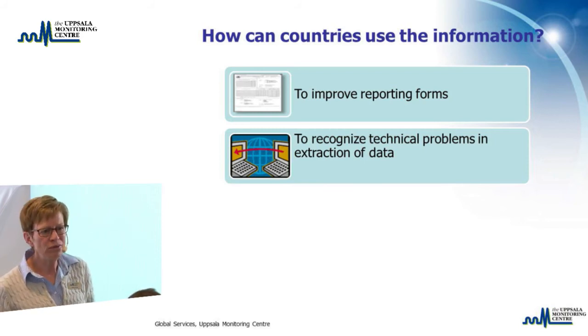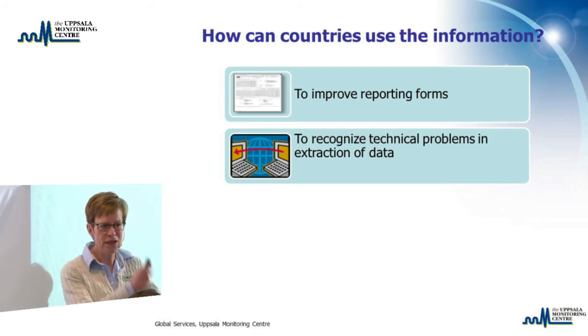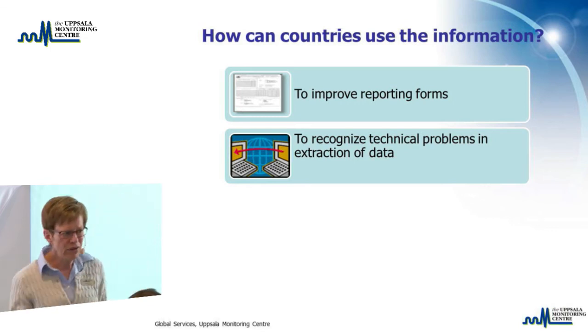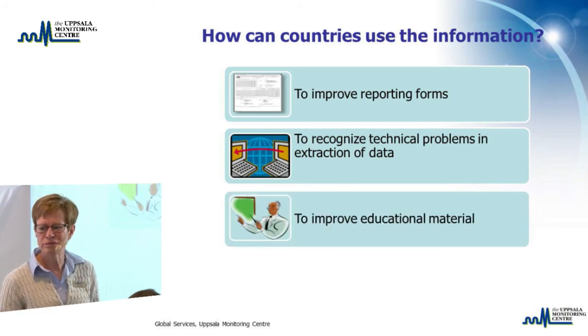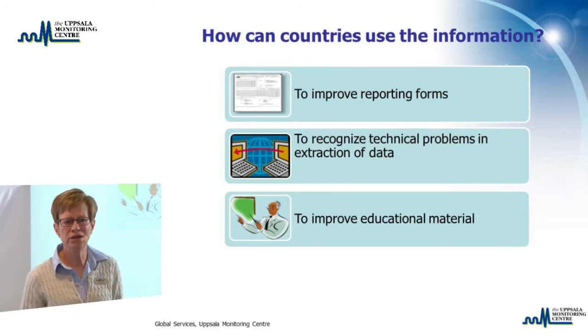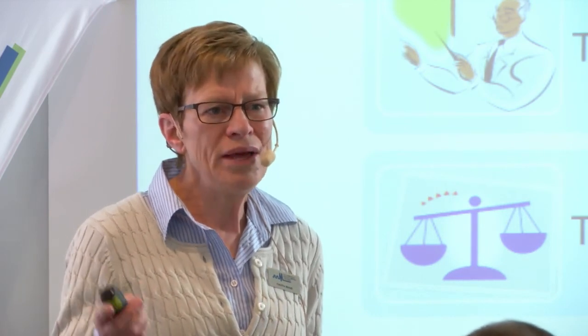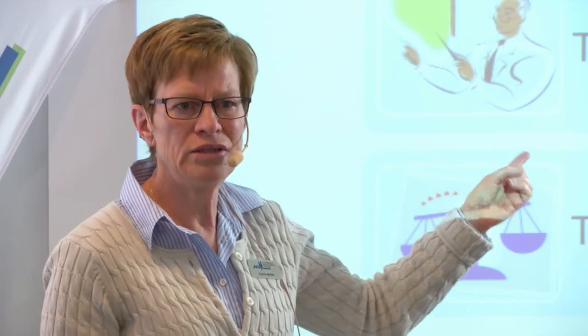We can recognize technical problems because what we measure is the completeness in vigiBase, not in your database. So there may be a technical problem in the forwarding of reports, and I'll show you an example. You can use it as educational material. I have an example already where we made completeness scores that are going to be used in a meeting with pharmacists in their reporting to point out what the important issues are. And when you make a change, improve educational material or your database or your reporting form, you can have a look and see, does it make any difference?